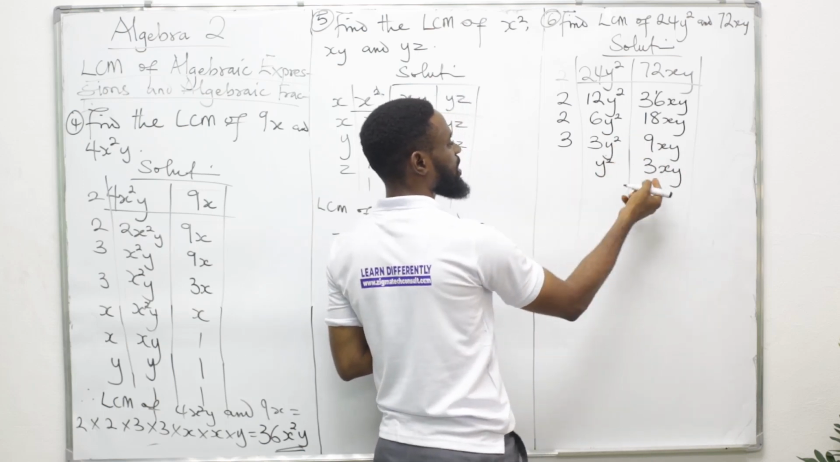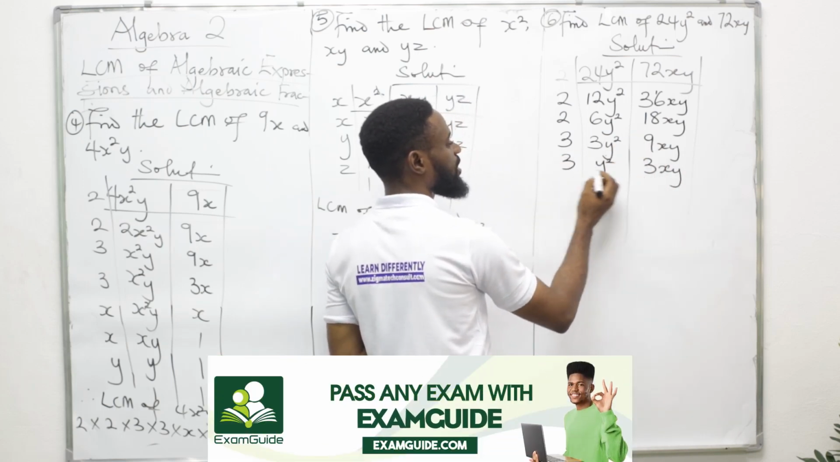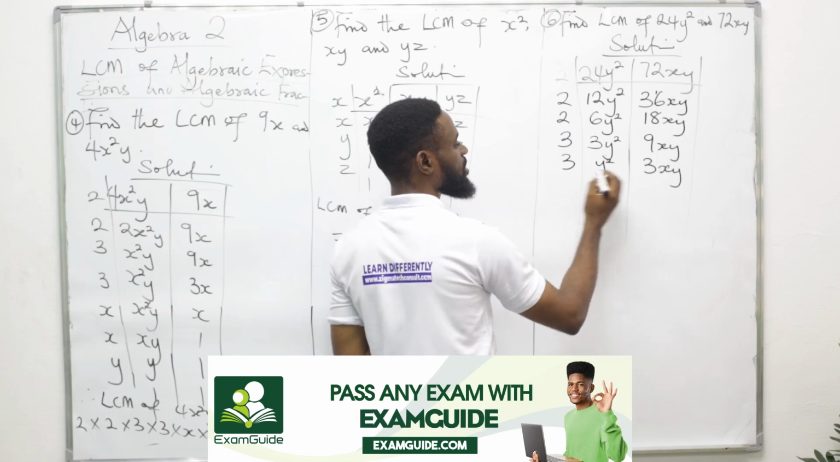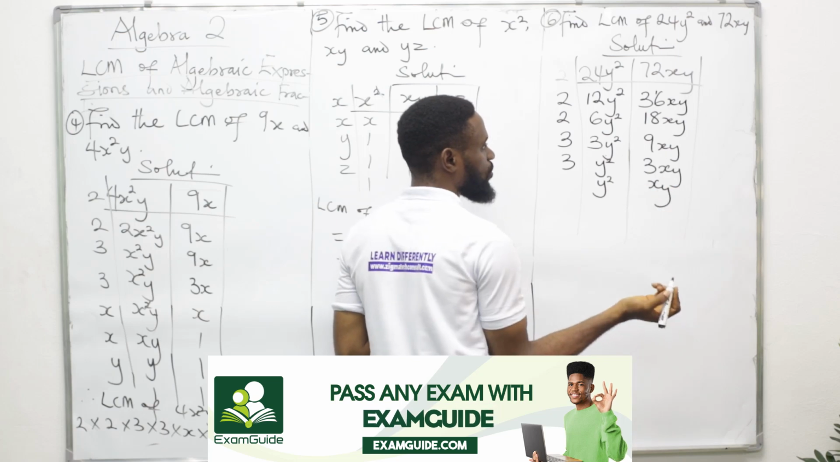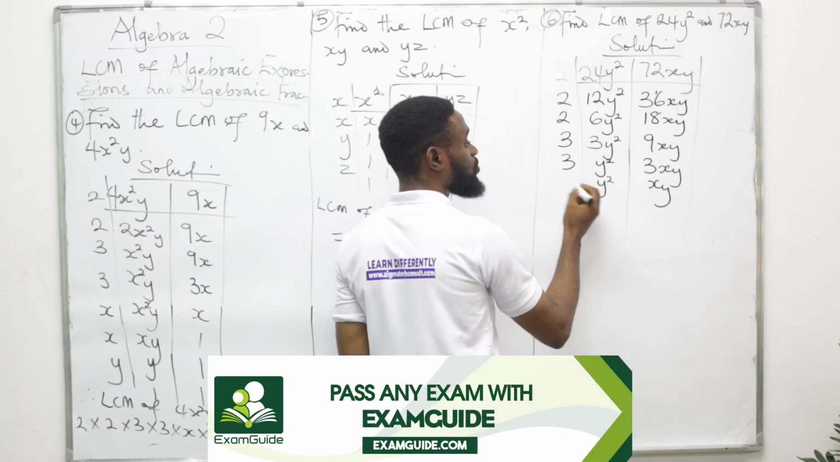3 is also a factor here. So 3 into this place will still come down and become this. Then this becomes 3 into 3 is 1 times this. This is xy. What is the next thing we'll do now? y. Or let's do x.